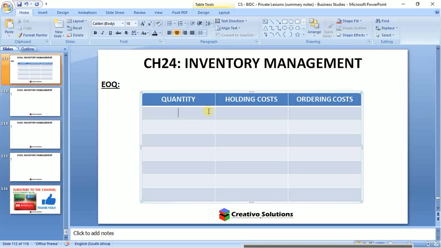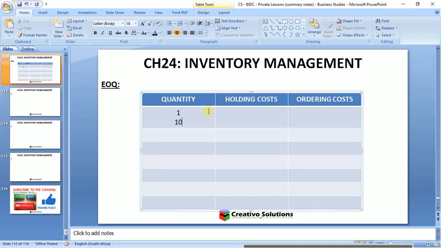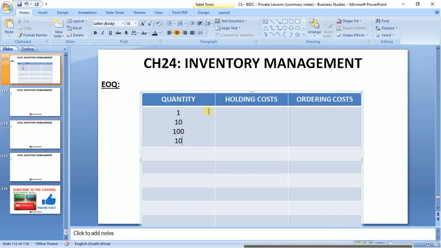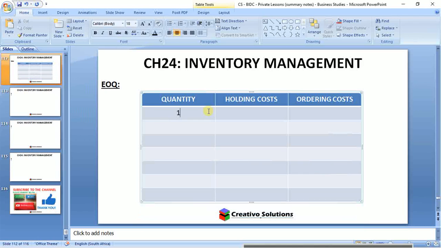Okay, so what is going to happen to quantity? Obviously, we're going to buy more. So 1, 10, 100, 1,000, 10,000, 100,000, 1 million. Okay, so tell me about the ordering cost.